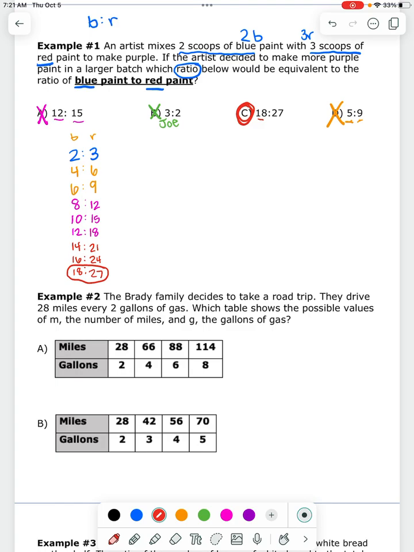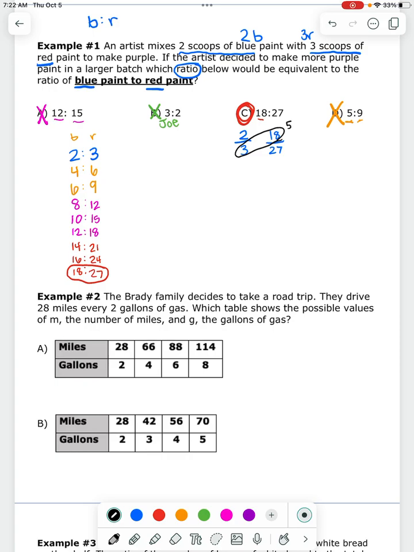Another option, just so you know for the future, is we have the ratio 2/3. I could have written that like a fraction, and I also could have written 18 over 27 like a fraction, and you could butterfly those two.